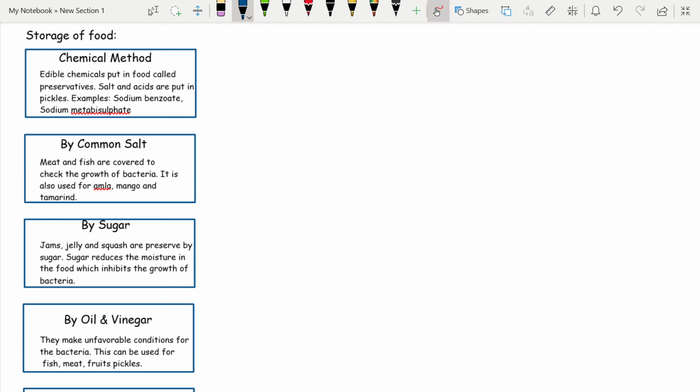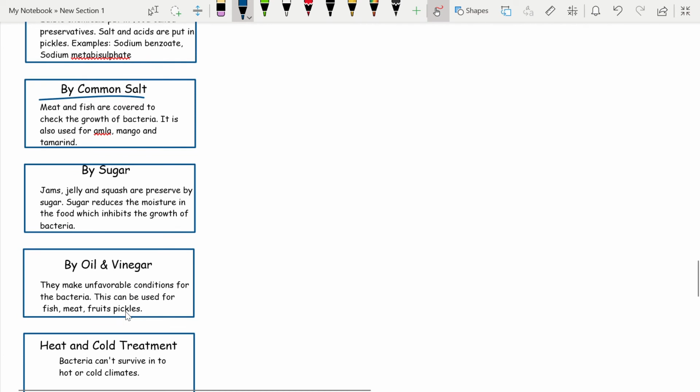By common salt. This is the second way. Meat and fish are covered to check the growth of bacteria, meaning they're covered in salt, and then if they're growing bacteria, then you can see it with the covering of salt. It is also used for amla. Amla is a fruit, mango, and tamarind.